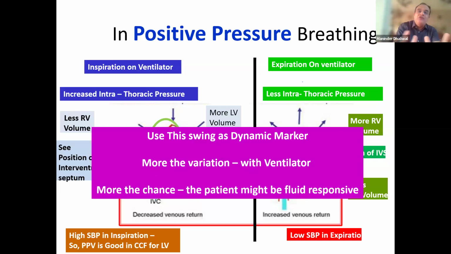Whereas if the heart is failing, there will not be much change with the thoracic pressure changes because the heart is already failed. So BP will almost remain constant. Whereas if the heart is functioning well, the thoracic pressure will actually make changes in it.